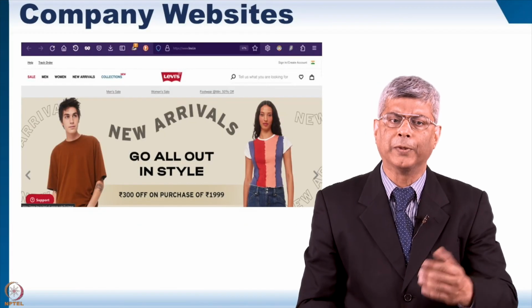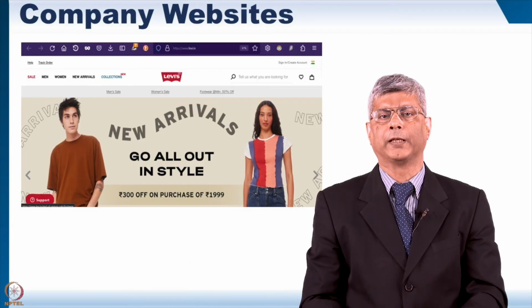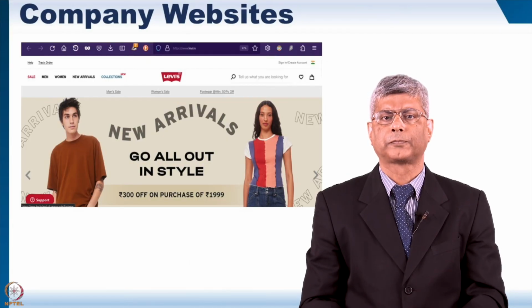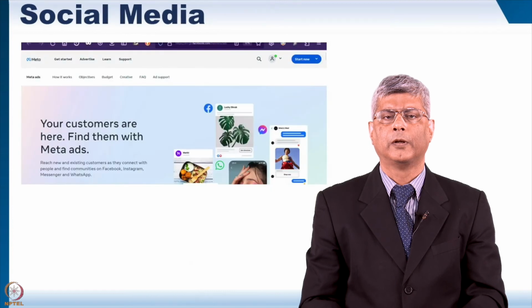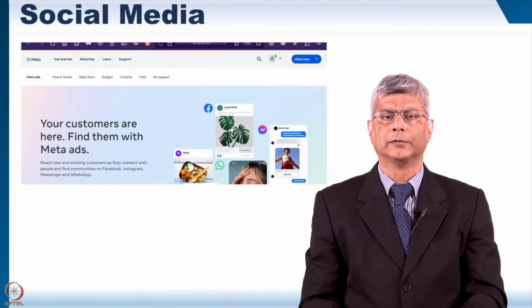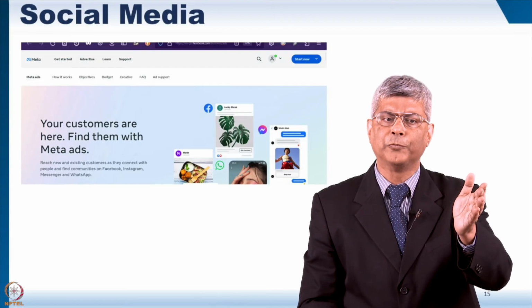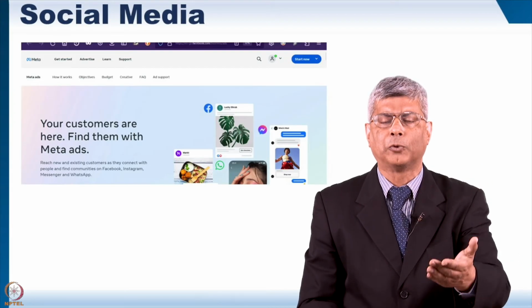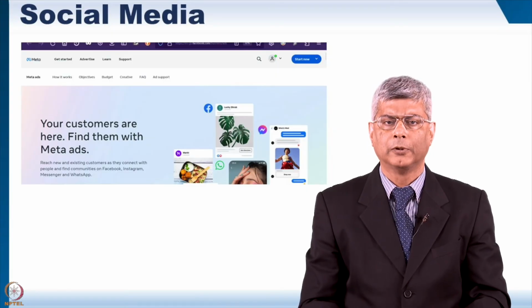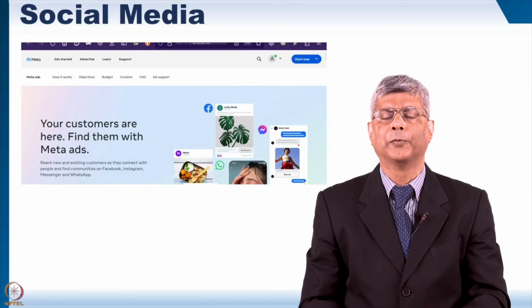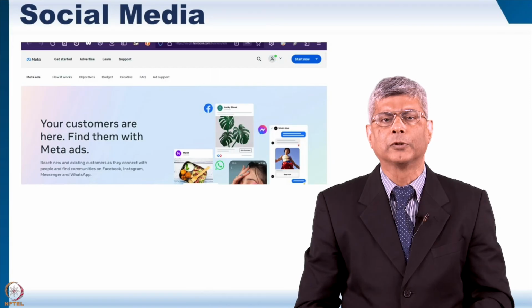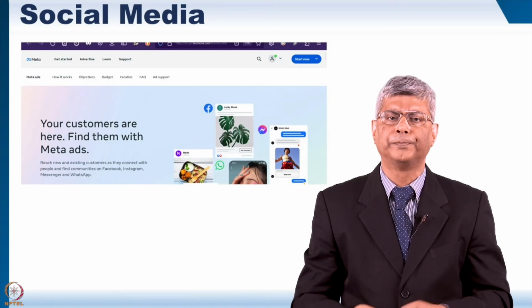And then there's a company website, like I talked about. This is a Levi's website. And then social media. As I said, your customers are here. Find them with Meta ads. Meta is the owning company of Facebook. So basically, this is where you can advertise in the Facebook social media platform.